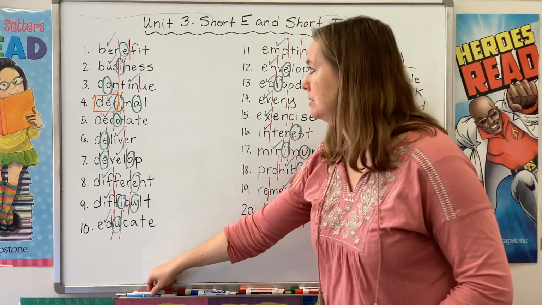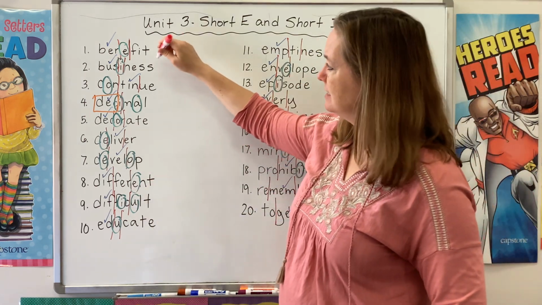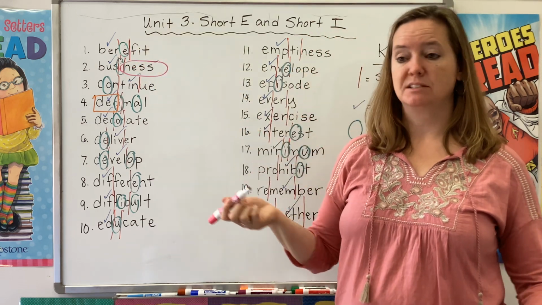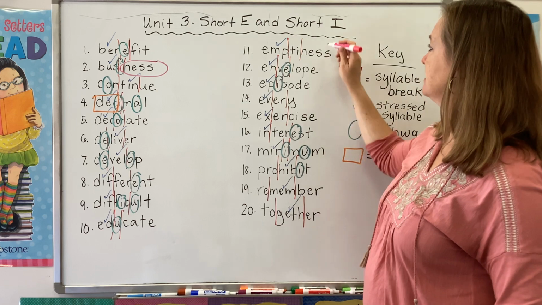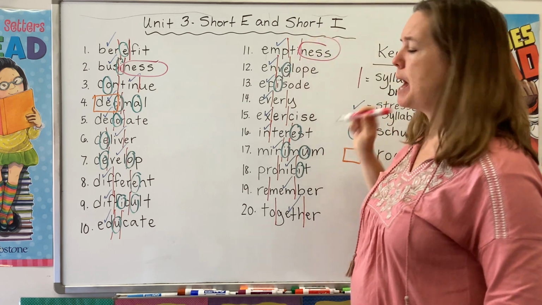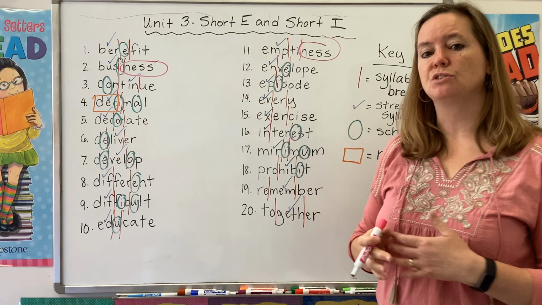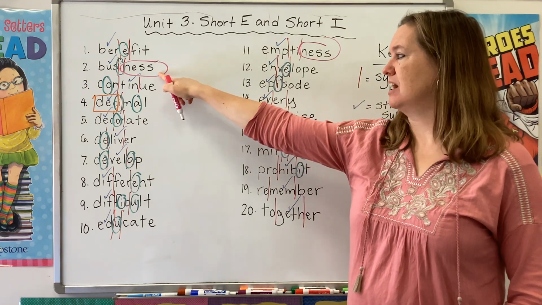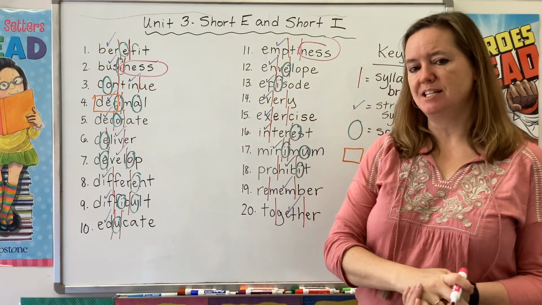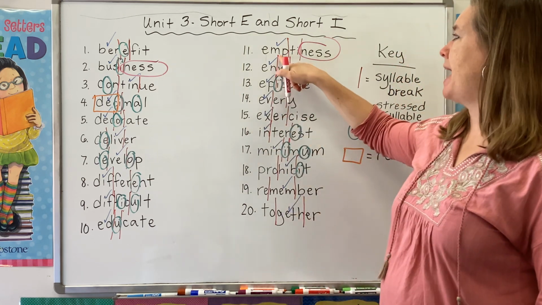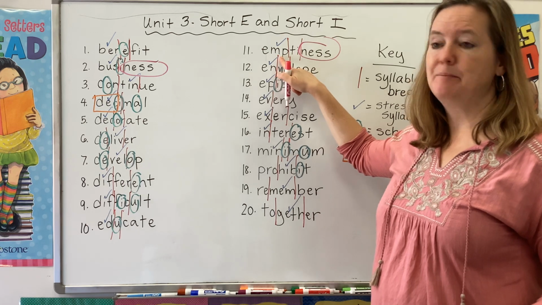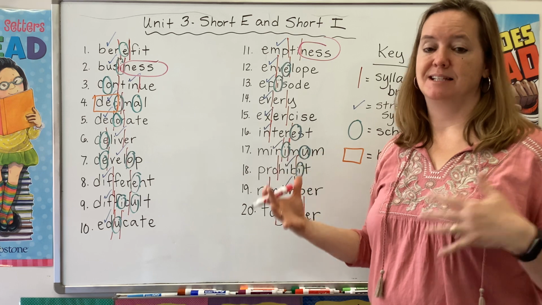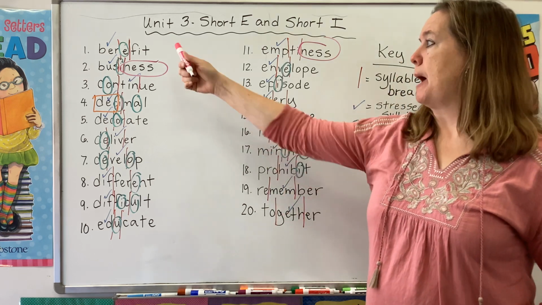So for example, in the word business, we have this NESS suffix. We see that same suffix again in emptiness. Last week you saw it with the word happiness. What that suffix does is it changes an adjective to a noun. So empty is an adjective, right? Emptiness is a noun. Emptiness is the state of being empty.